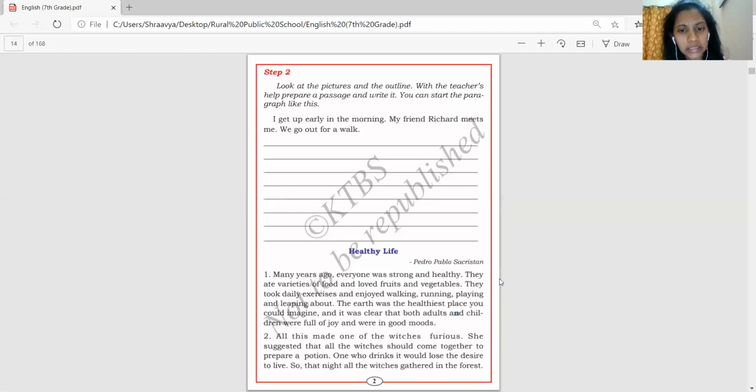The earth was the healthiest place you could imagine, and it was clear that both adults and children were full of joy and were in good moods. So, what is the author trying to say in this? He's trying to say that if you eat healthy food, you exercise on a daily basis, this will help you being in a good mood. You know, if you're healthy and you have no illness, you will be happier.